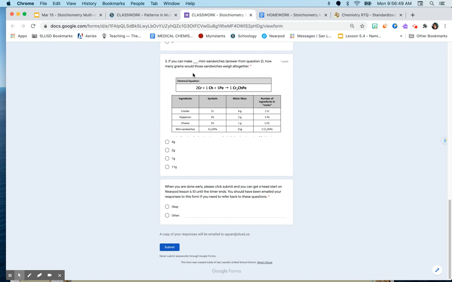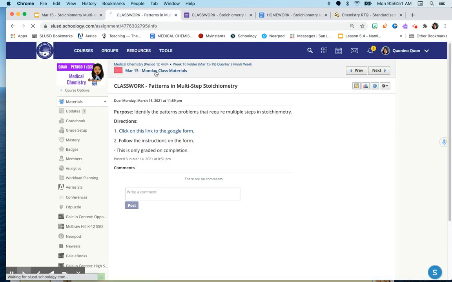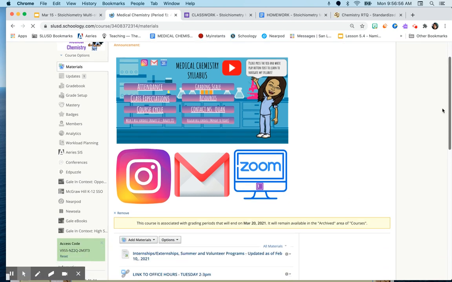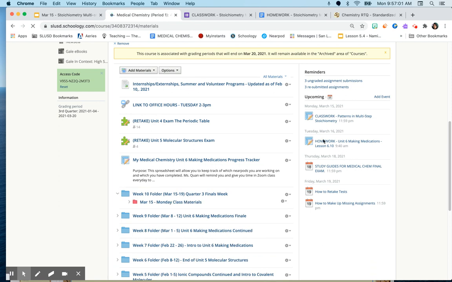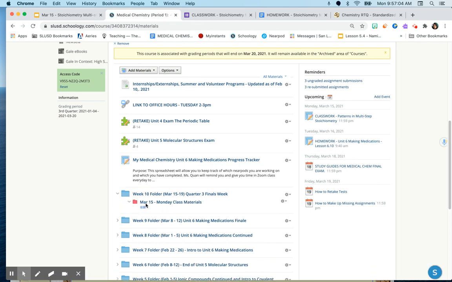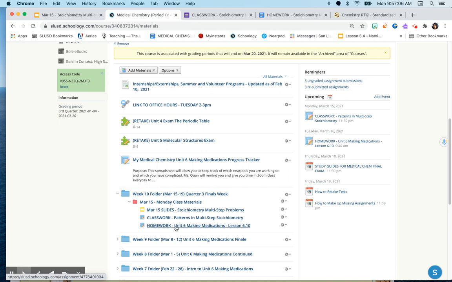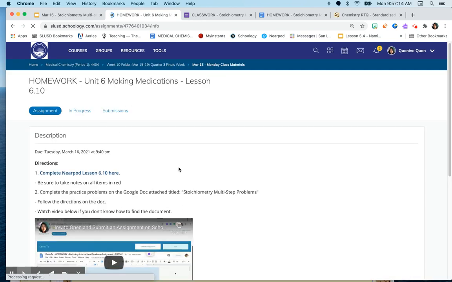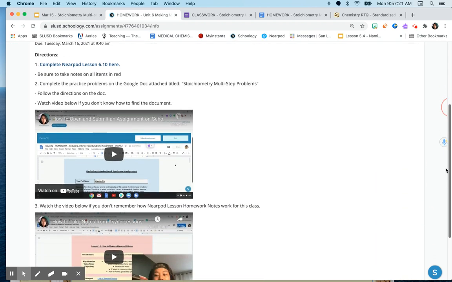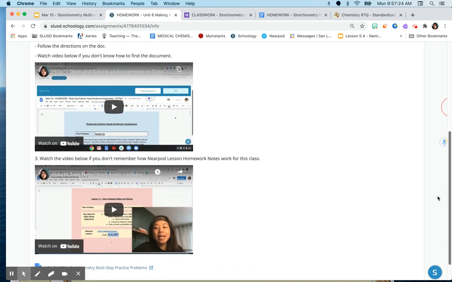So when you're done with the classwork, go ahead and go back onto your main page on Schoology. And you can go ahead and complete Nearpod lesson 6.10 for the homework on the right-hand side, or under March 15th, today's homework. Open up homework. Within that folder, Unit 6, Making Medications, Lesson 6.10. So this is your usual Nearpod lesson, and you'll find that it's a super long video without any practice problems.